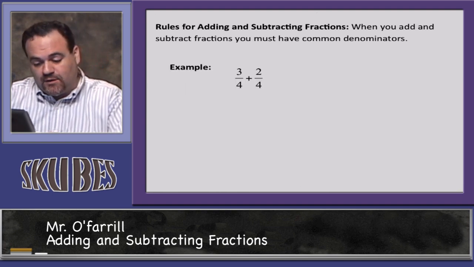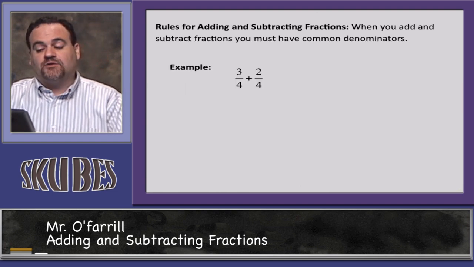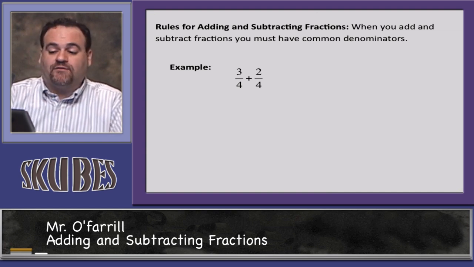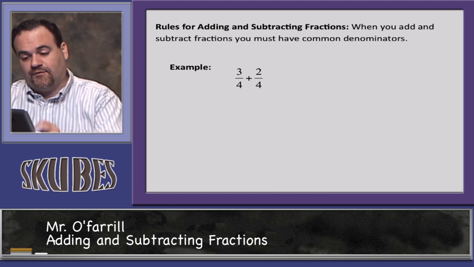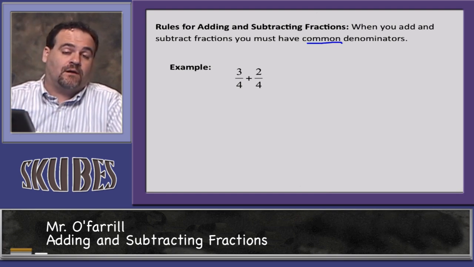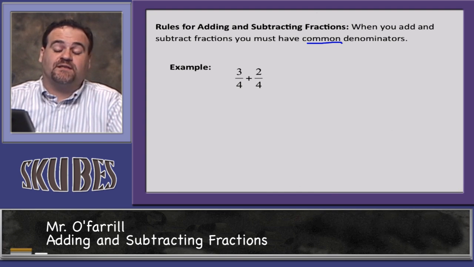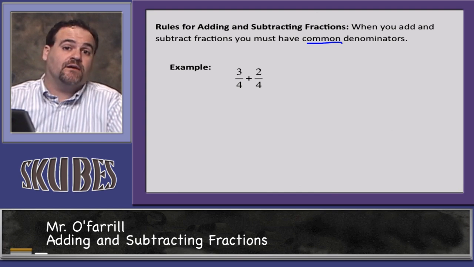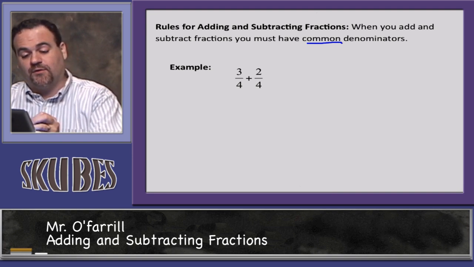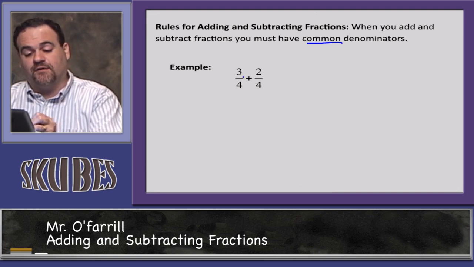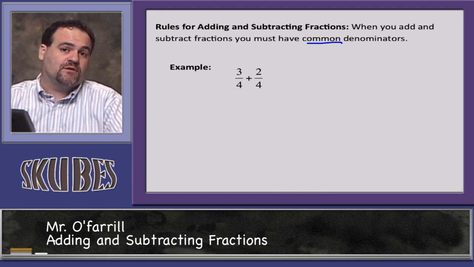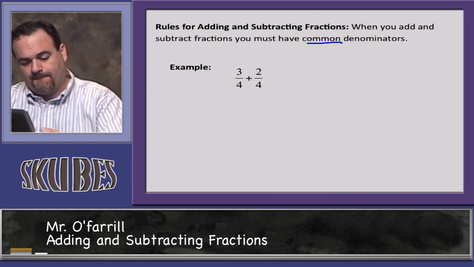The first thing you need to be aware of when you're adding and subtracting fractions is that you must have common denominators. Common denominator, of course, means that the denominator needs to be the same. Now, in this first problem that we're going to work through, you can see that the denominators, the number on the bottom, is already the same. They're both 4s, so it's a nice, easy place to start.